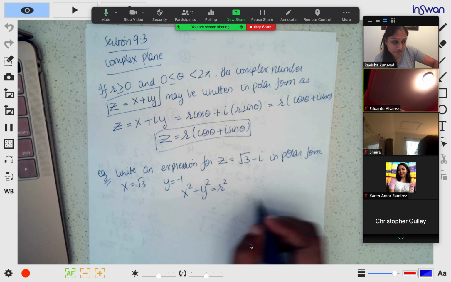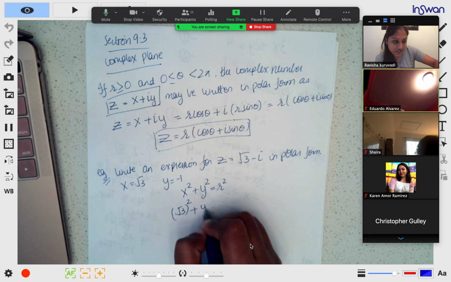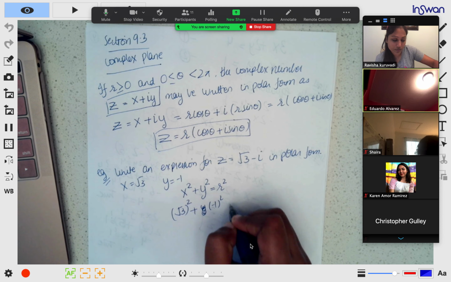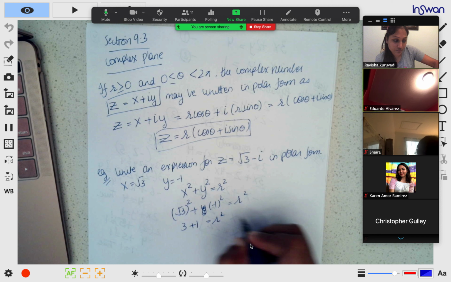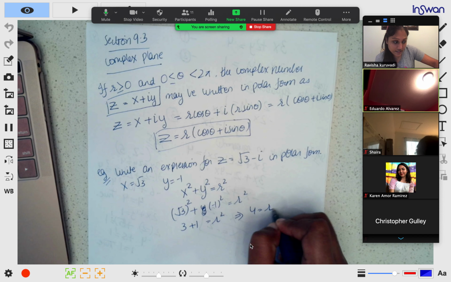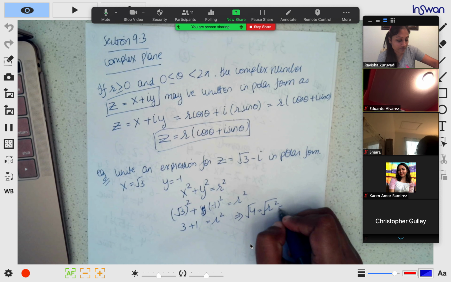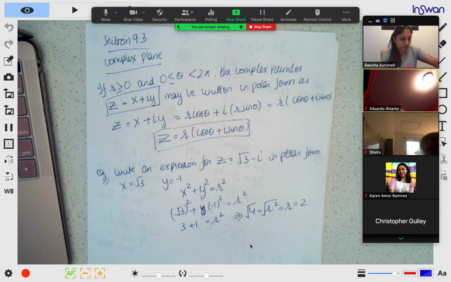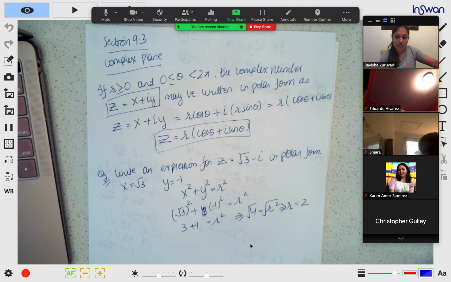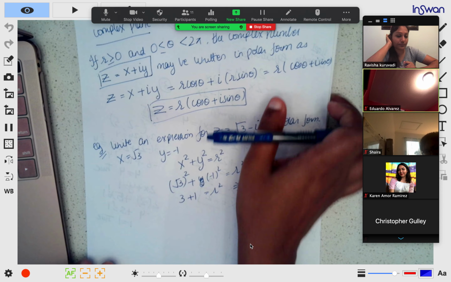So it becomes root 3 square plus y, which is basically -1 square, is equal to r square. We get 3 plus 1 is equal to r square, which implies 4 is equal to r square. Take square root. I'm just going to consider the positive one, since my radius cannot be negative. You get r is equal to 2. Now I need to figure out what's my theta.